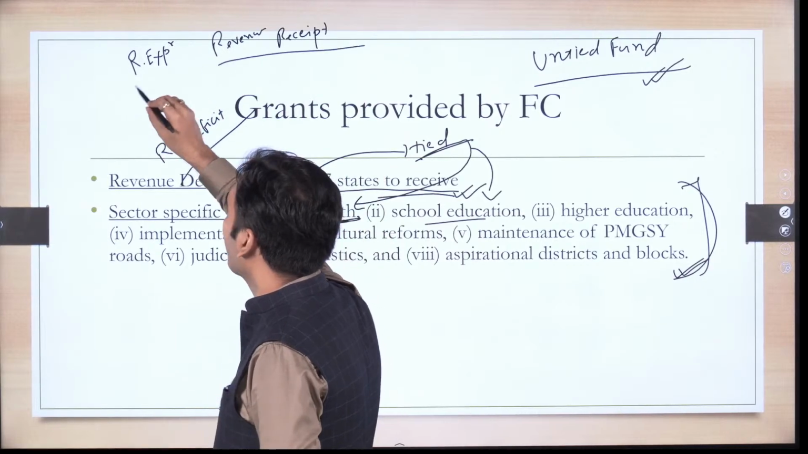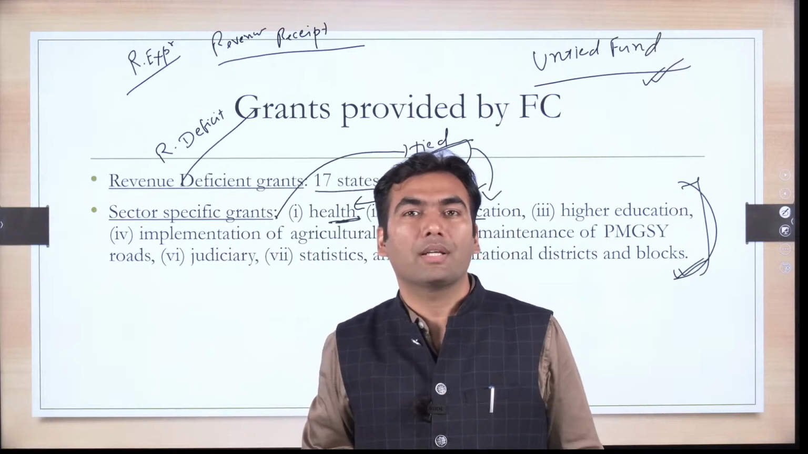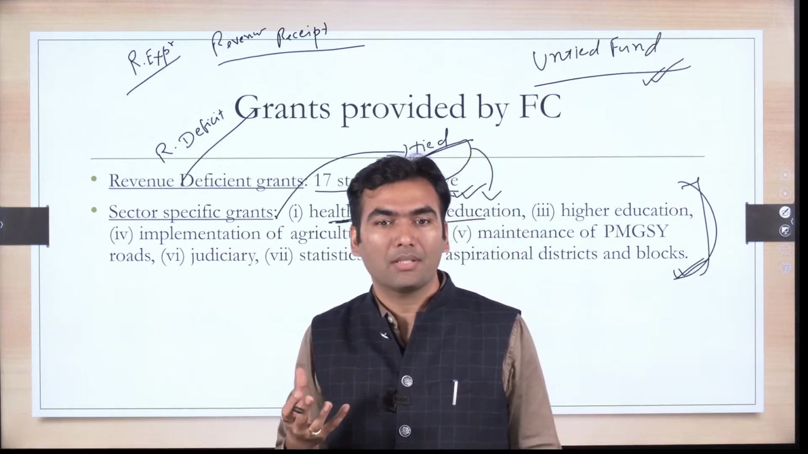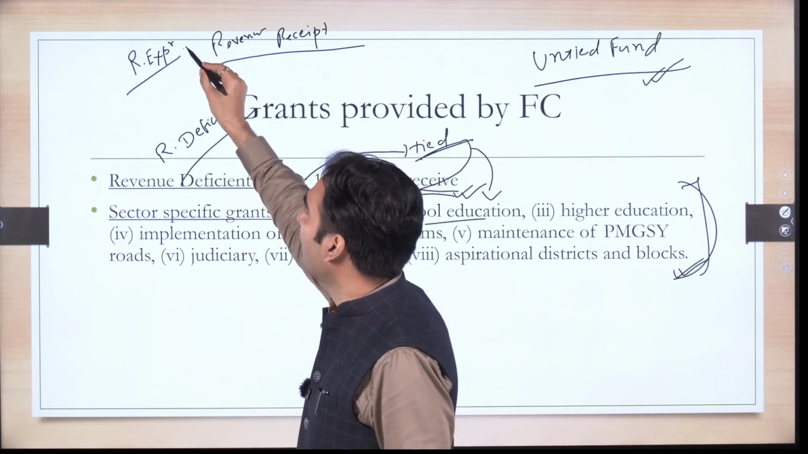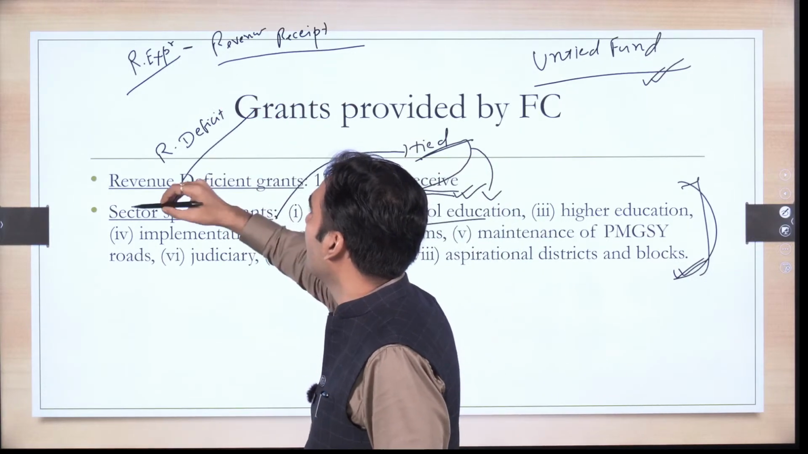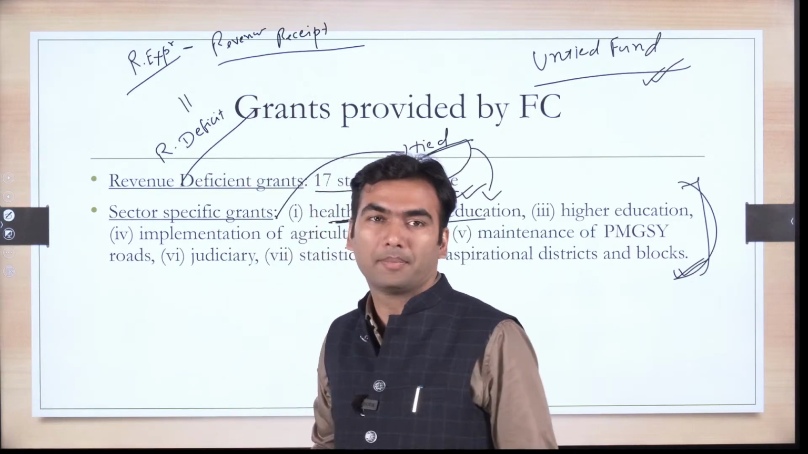Receipt is simply income, expenditure is expenditure. So suppose your expenditure is more than your income, it means you will incur losses. The losses are called deficit. So whatever be the gap between revenue expenditure and revenue receipt is called revenue deficit.